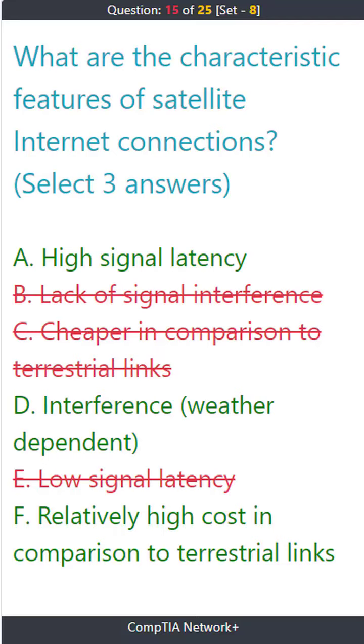The correct answers are A. High signal latency. D. Interference, weather dependent. F. Relatively high cost in comparison to terrestrial links.